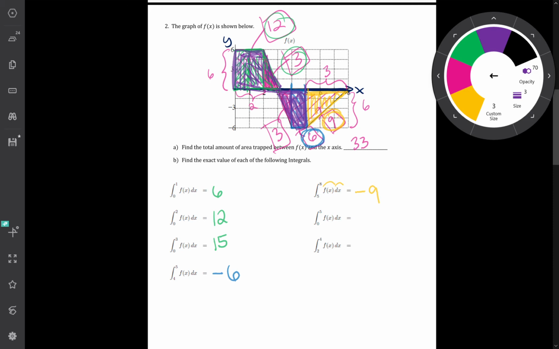Okay, and again, the integral isn't going to add those two together, it's actually going to subtract. So it's going to take the area up above, which is 12 plus 3, and then it's going to take the area down below, which is 3 plus 6, and it's going to subtract. So I have 15 units above the axis, I have 9 units below the axis, which means when I take the 15 minus the 9, I actually only get 6. So if you have areas above and below the axis, they can cancel each other out.